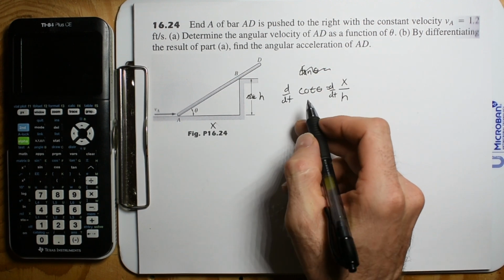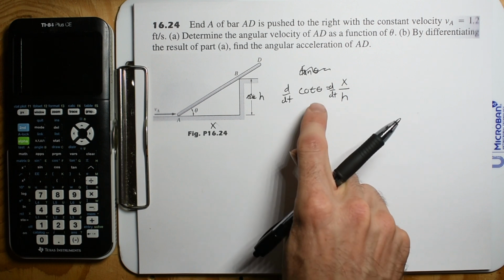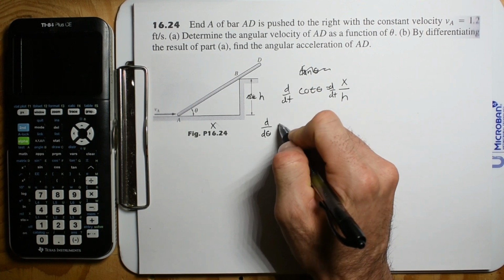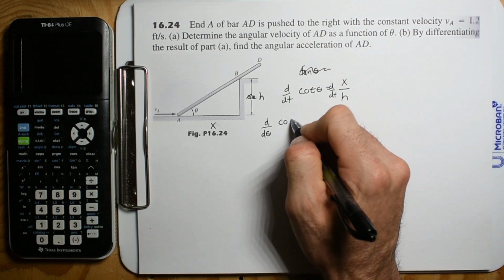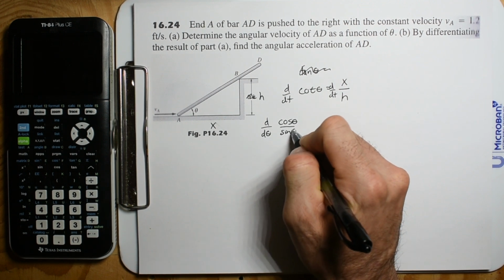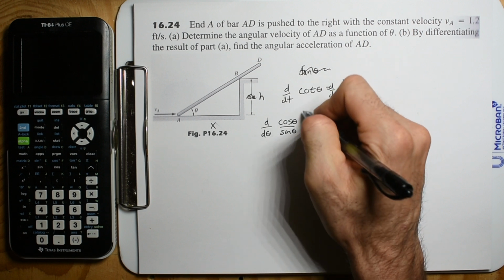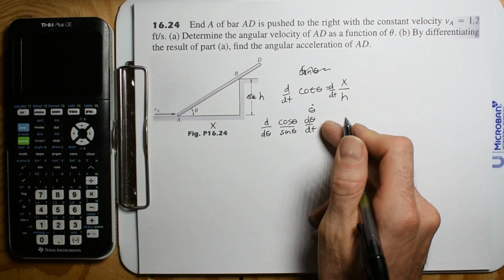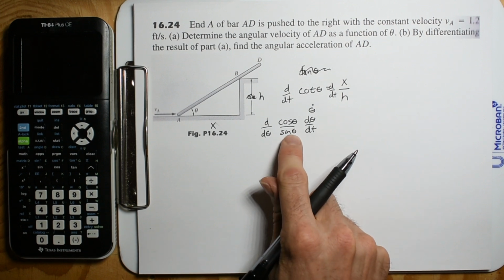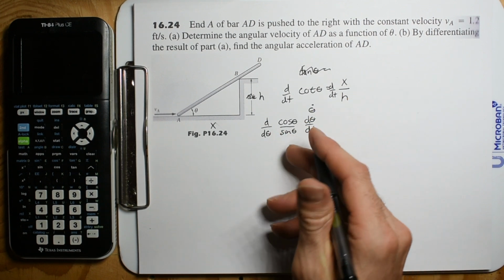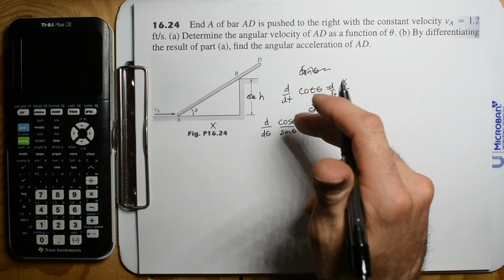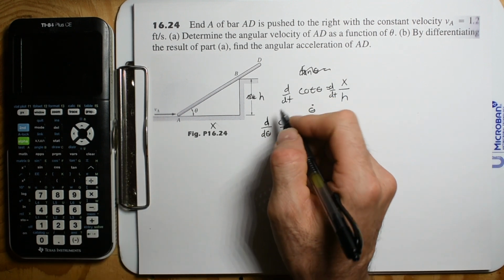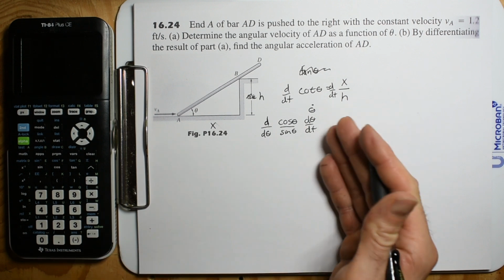Again, if you can just do this visually, since this is kind of tough, differentiate cotangent, that's going to be cosine theta over sine theta. We're going to differentiate that. But don't forget about this d theta dt, which is just theta dot. So how do we differentiate this? We use the quotient rule: bottom d top minus top d bottom, all divided by the bottom squared. It's a lot, but if you can memorize it or just do a lot of problems.